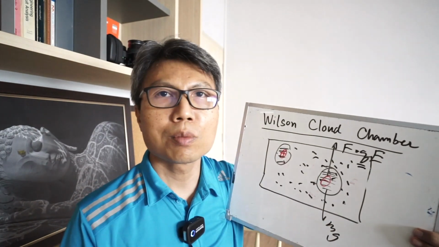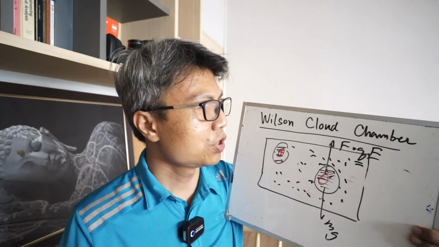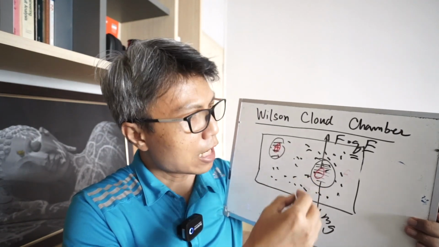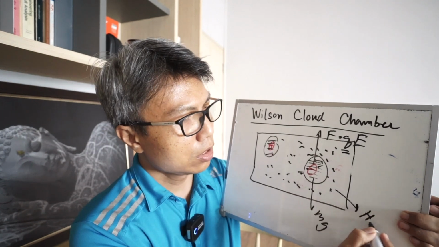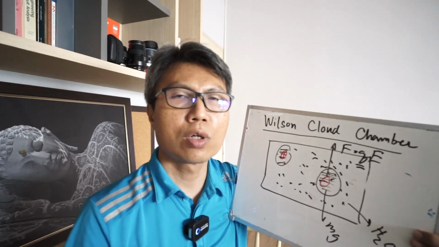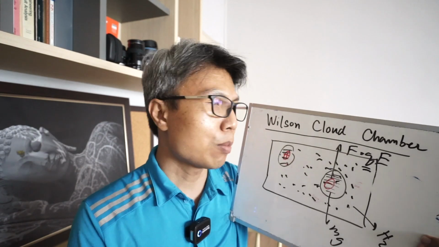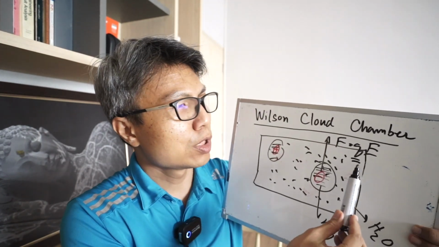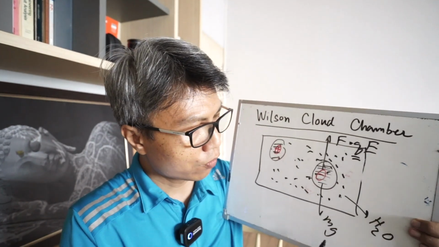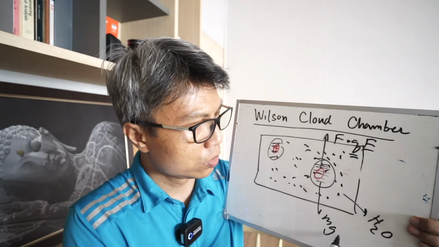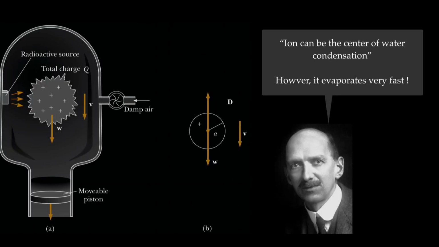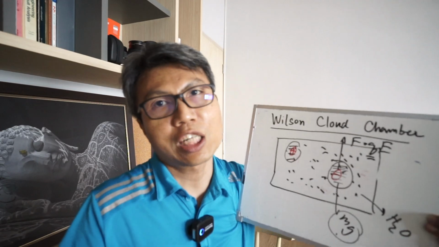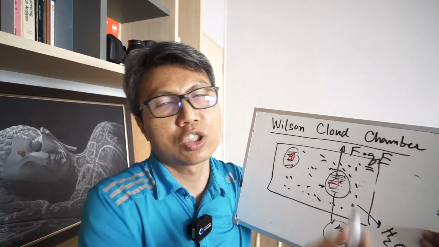This idea is very good, but in practice, you see that because of the type of vapor inside this chamber, in Wilson's experiment he used water, and you know that water can easily evaporate. Therefore, for the balance between the force from the electric field and the gravitational force, this force is not constant because water can evaporate, and so Thomson and Wilson were not successful in calculating the charge of the electron.